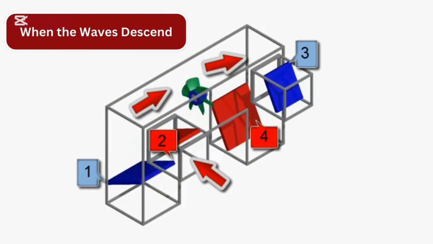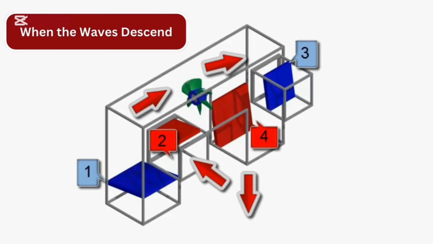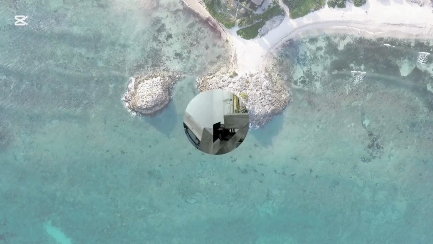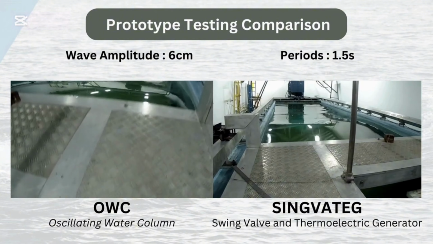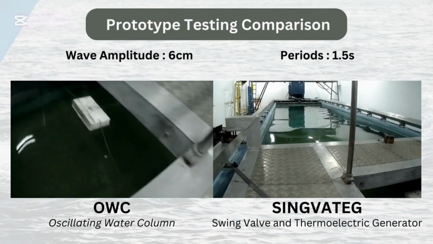system. This time, valves 1 and 3 are active and 2 and 4 are closed. And these alternating valve actions ensure continuous turbine rotation using the natural rise and fall of the ocean's waves.